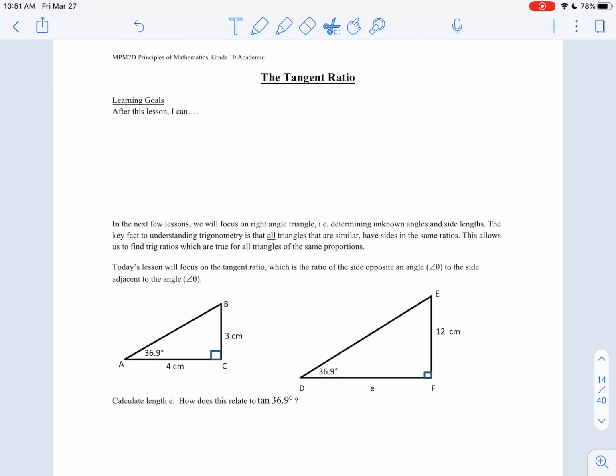Today's lesson will be on the tangent ratio. The last couple of lessons have been mostly on Khan Academy. It doesn't match up perfectly to our lesson package, but it's going to start matching up from here on in.